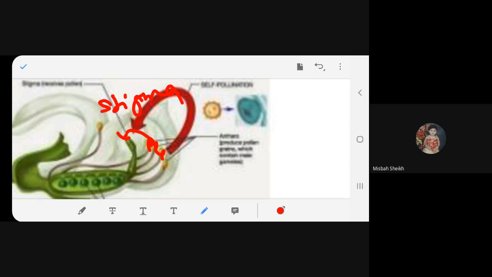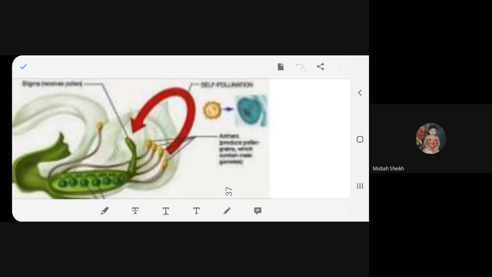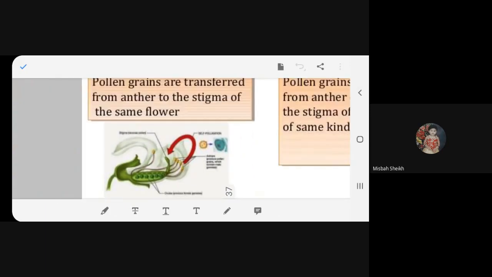Whereas, if I take two flowers, this is one flower, and the other flower will have only anthers, that is a male flower. The male flower will give rise to pollens, isn't it? These pollens will come onto another flower of the same species, but not the same flower. This is called cross-pollination, when two flowers are involved. In self-pollination, only one flower is involved. In cross-pollination, two flowers are involved. Any problem? No, ma'am.